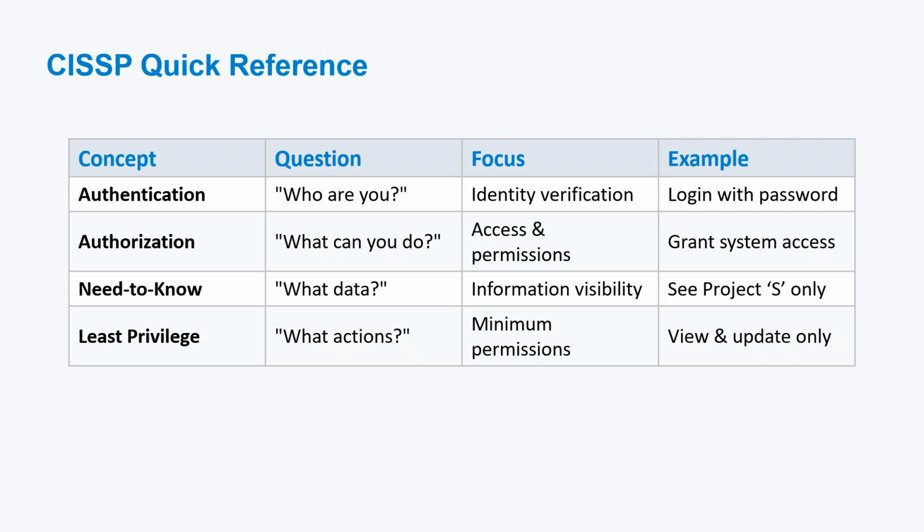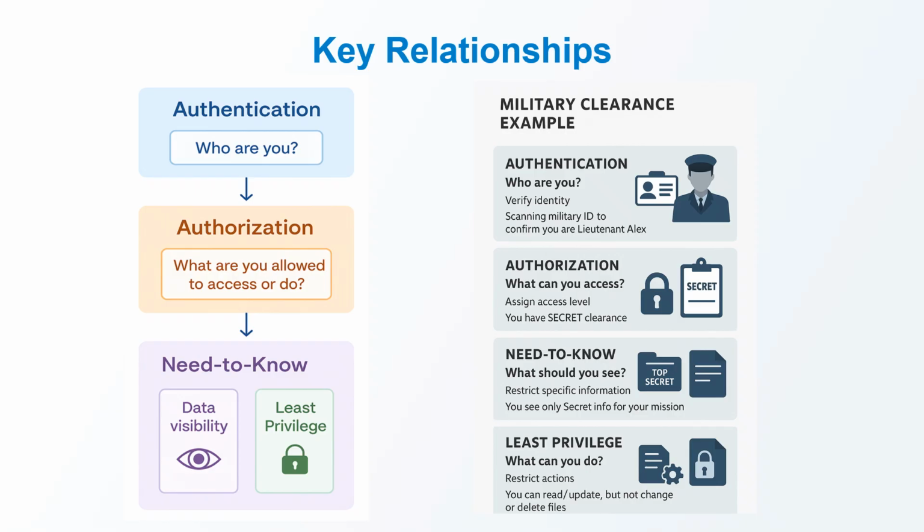Here's a quick snapshot of the core access control concepts. Authentication verifies who you are, authorization defines what you can do, and within that, need to know controls what data you see, while least privilege limits what actions you can perform. Think of it as identity first, permissions second, and then two layers of control, one for information visibility and one for allowed actions, to keep security tight and precise.